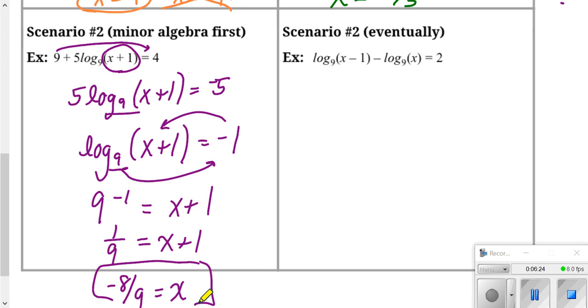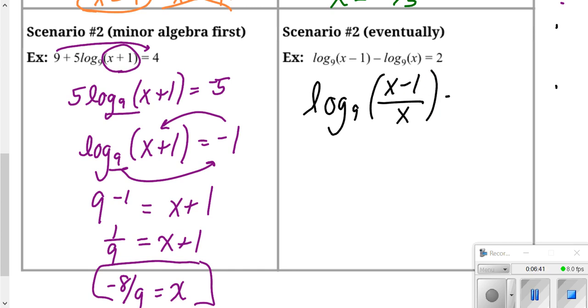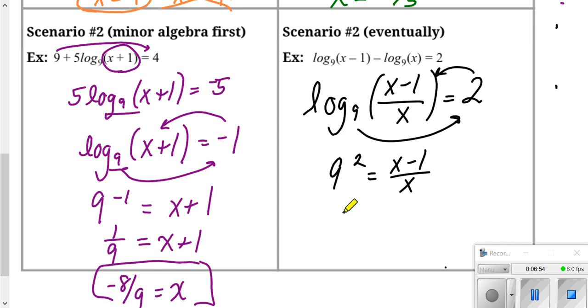Okay. On this next one, we are going to again use a log property to help us turn it into one of our scenarios. So since I have a log with subtraction, I know that I can rewrite that with division. Since I only have a log on one side, once I have it just down to that single log, then I can switch it to exponential form. And 9 squared is 81, which I will write as 81 over 1. And this is just a little cross multiplication problem, a little rational functions thing.